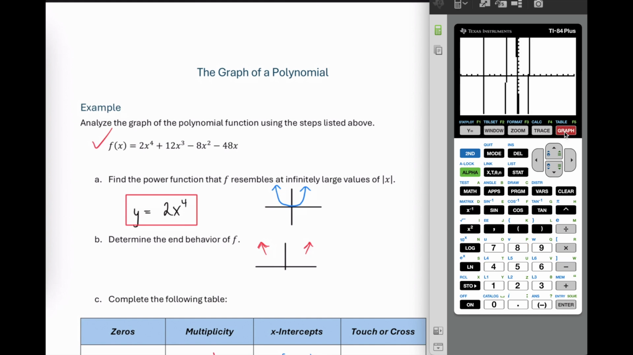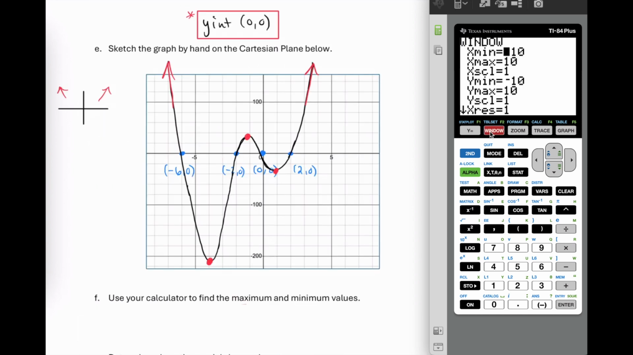And we really can't see much of our graph from the standard viewing window. So let's go over to Window and use the boundaries that are recommended here on this image. So that looks like -10 to 10 on the x-axis with a scale of 1 is fine. On the y-axis, we're down below -200. Let's say -250 with a y maximum of 150. And let's make the scale 50 so that we don't have so many tick marks on the y-axis.